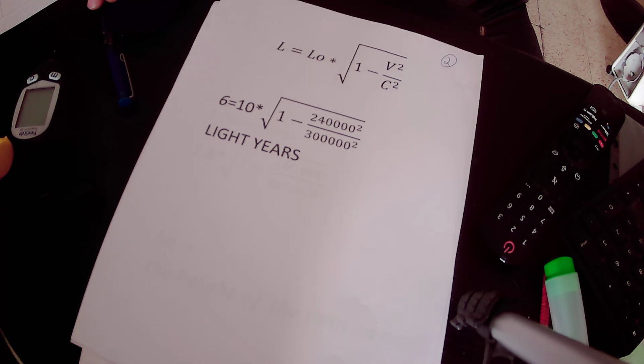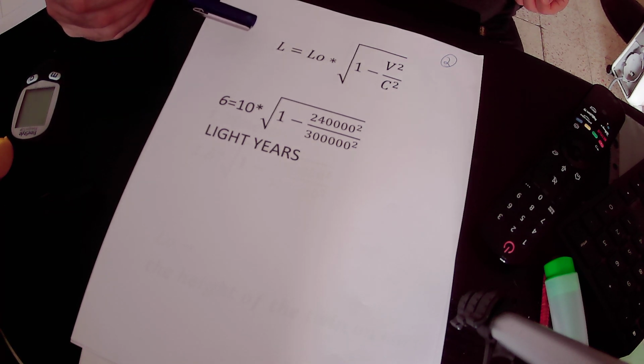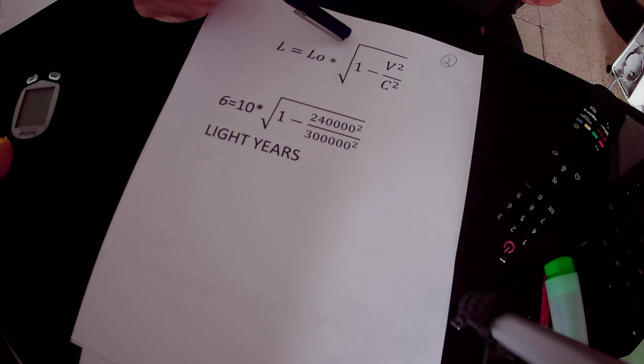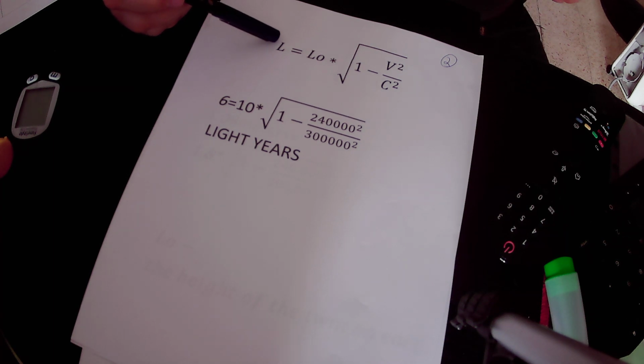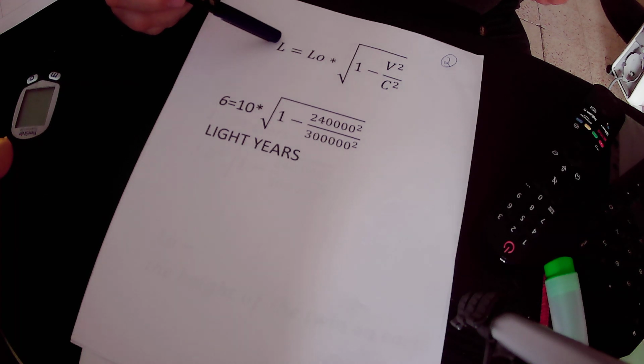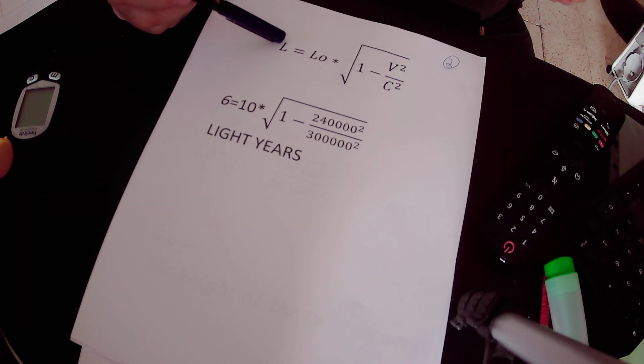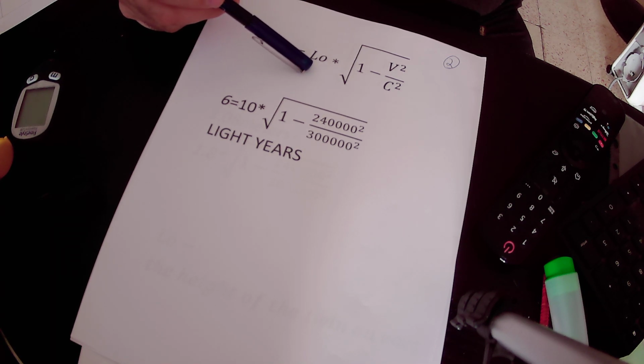Okay, so I will explain the equation. L equals L naught times the root of 1 minus v squared divided by c squared. So L is the distance between two objects when one of them is moving relative to the other, and L naught is the distance between the two objects when they are not moving relative to each other.